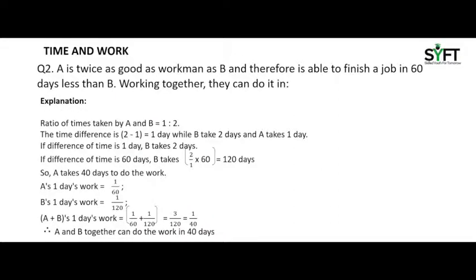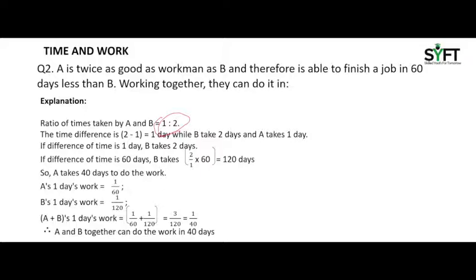Next question. A is twice as good a workman as B and therefore is able to finish a job in 60 days less than B. Working together, they can do it in how many days? So you see, the ratio of times taken by A and B is 1:2. Let me explain how. This is 1:2, the ratio of times taken by A and B, because A is twice as good a workman as B.